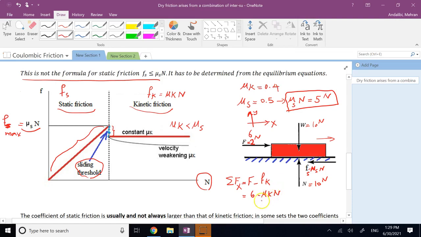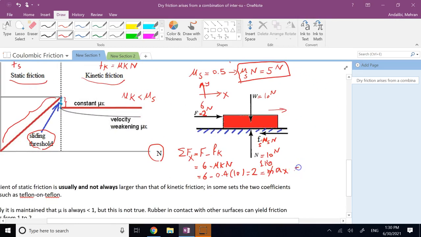So this is going to be 0.4 times 10, so this is going to be 2. And this is equal to m times ax. Let's say, for example, if m is 1 kilogram, then you will have ax of 2 meters per second squared.